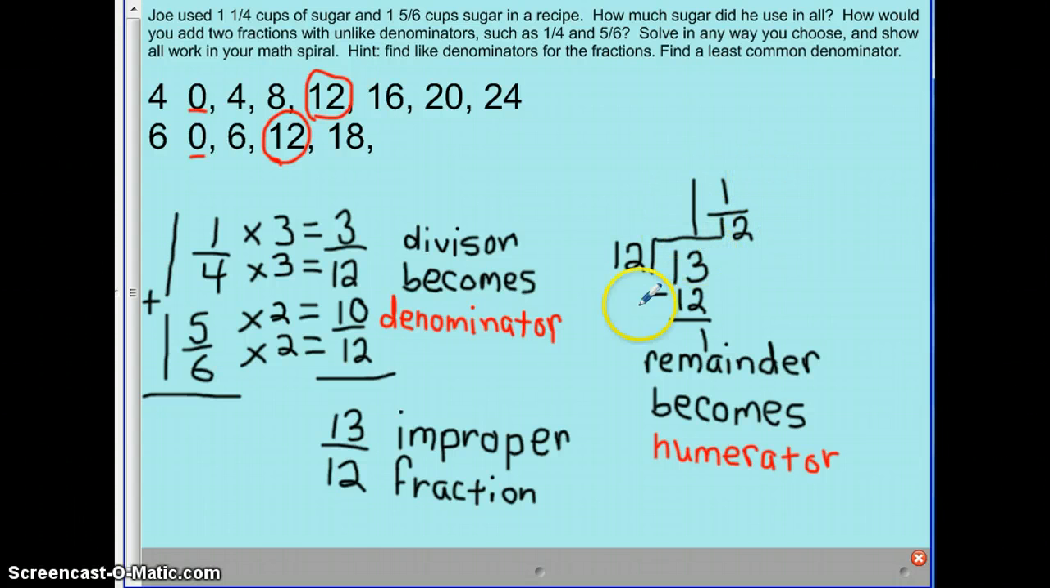Okay, 1 and 1/12. Now I come back and I put my 1/12 here, just like I did on the last problem. And I take 1 whole right there. So I have 3 and 1/12. That's how much sugar I have in all.